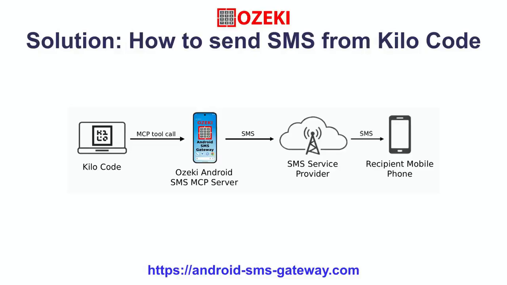How does this solution work? Kilo Code acts as the MCP client, sending the SMS through the MCP protocol to the Android phone acting as the MCP server, which then forwards the message over a wireless mobile network to the SMS service provider for delivery to the recipient.